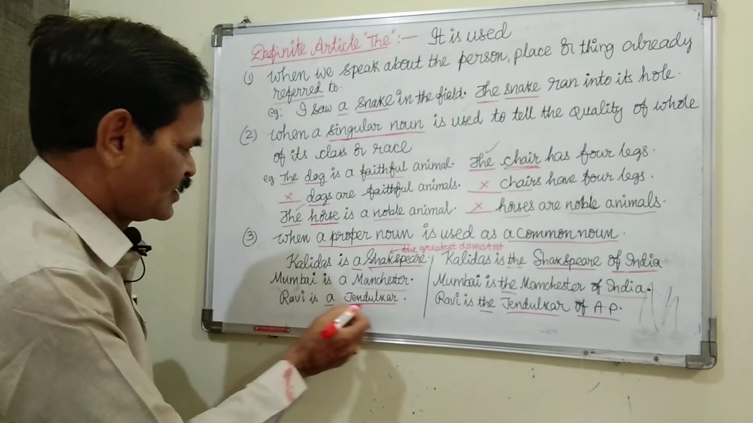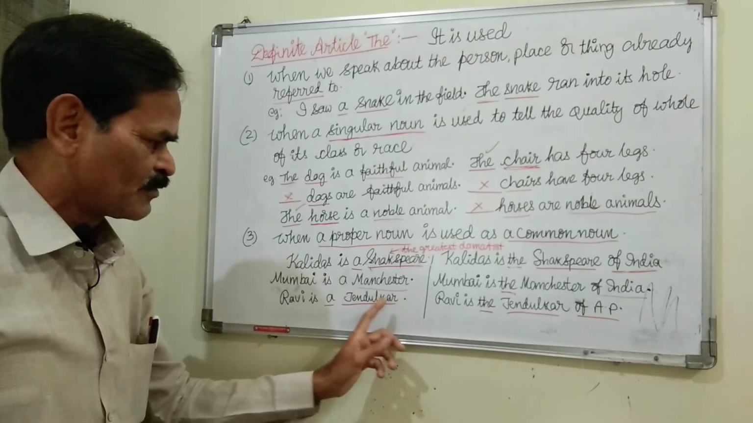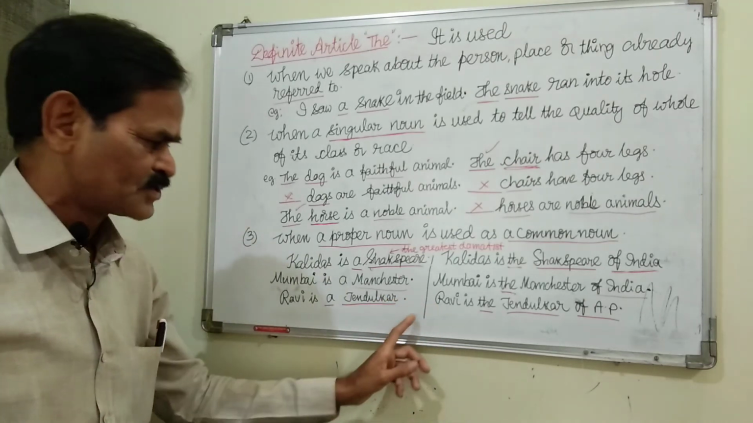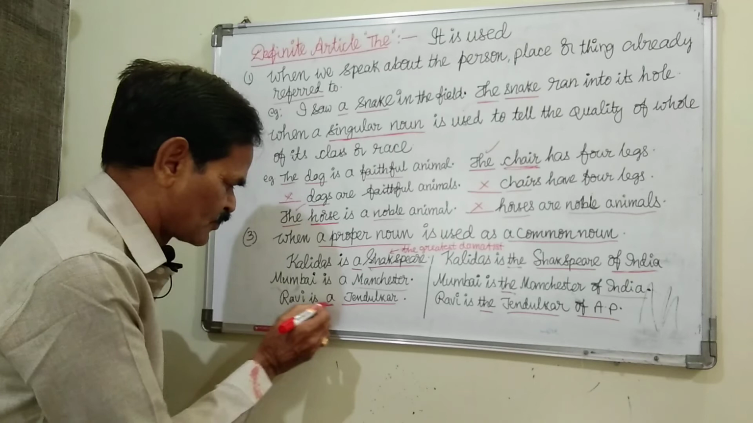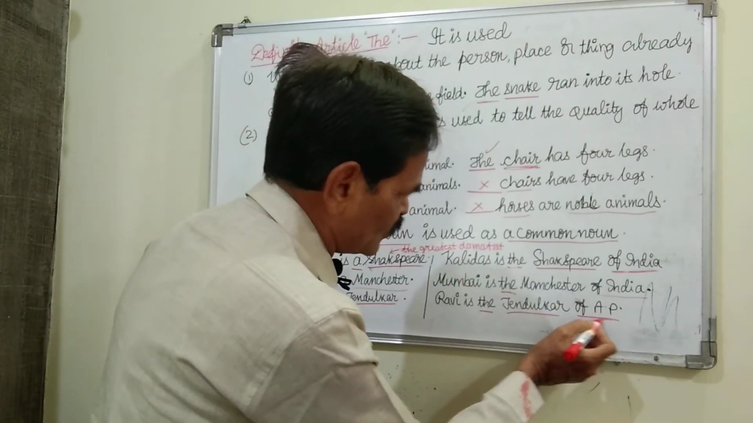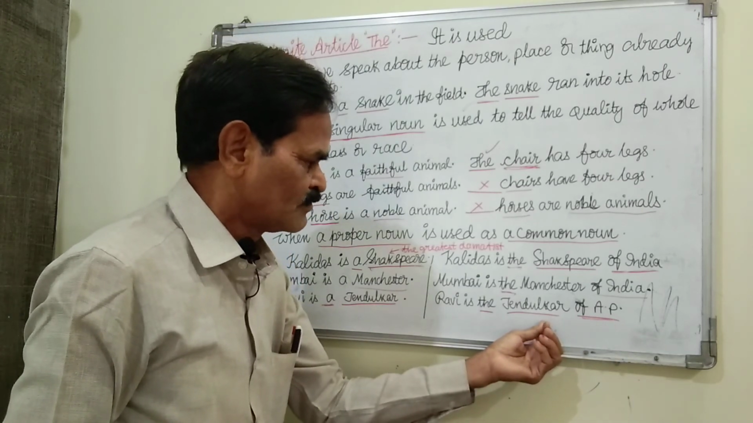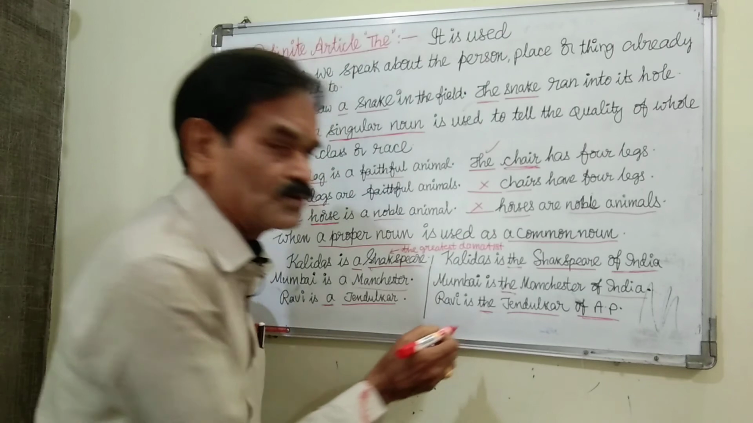Ravi is a Tendulkar. Here Tendulkar of Visakhapatnam or Tendulkar of Andhra Pradesh is not there. That's why here you have to use a or an. So Ravi is the Tendulkar of AP. Here we are using a phrase qualifying Tendulkar, so we have to use the.